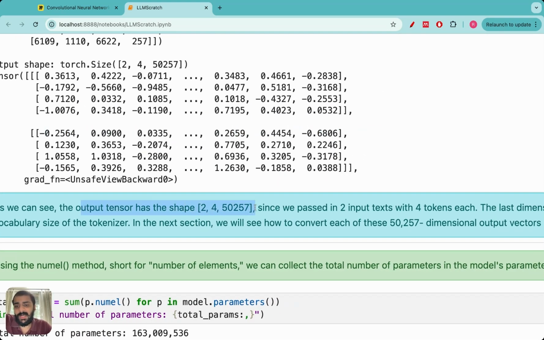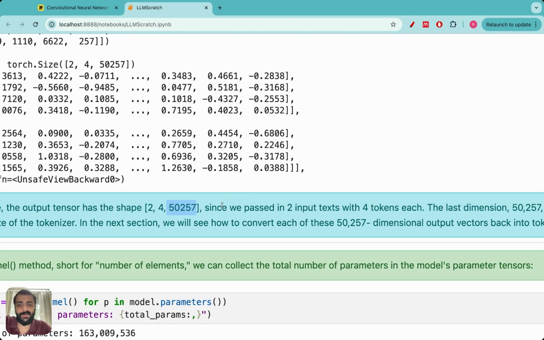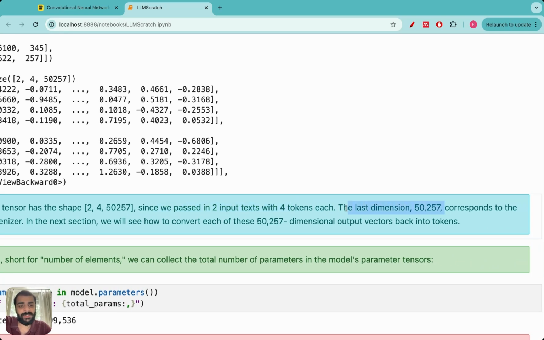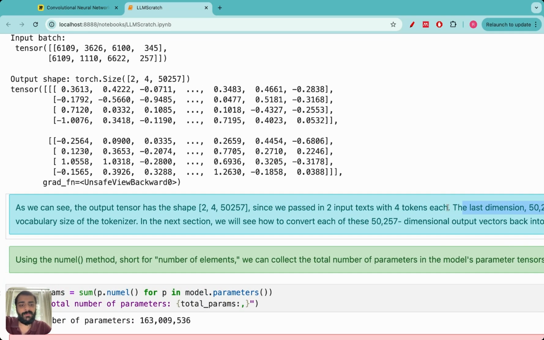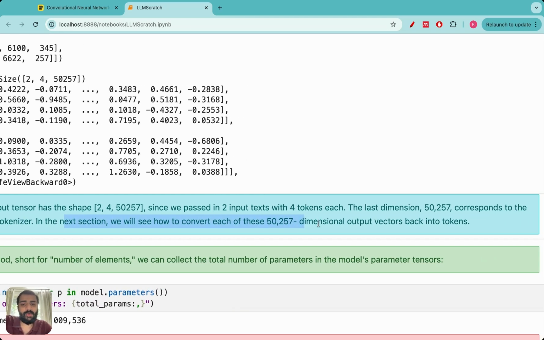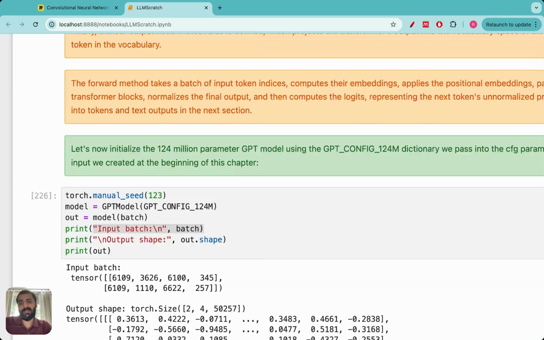So as we can see, the output tensor has the shape 2 batches, 4 tokens in each batch, and 50257 columns. Since we passed in 2 input texts with 4 tokens each, the last dimension 50257 corresponds to the vocabulary size of the tokenizer. In the next class, we are going to see how to convert these 50257-dimensional output token vectors back to tokens and how to predict the next word.